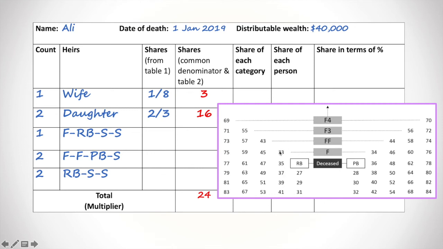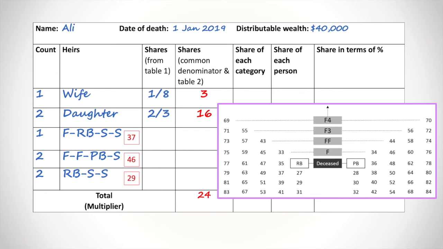So father, real brother, son, and his number is 37. We put that over here. The next one is father's father, paternal brother's son. So let's walk through this again. Father's father, paternal brother's son, which is 46. We put that in. And the last one is real brother's son. So deceased, real brother, son, and his number is 29.